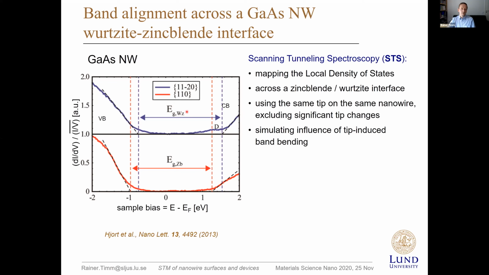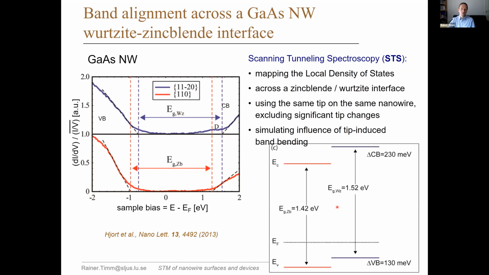So if we then compare these two spectra here, one taken from the wurtzite hexagonal structure, one taken from the zinc blende cubic structure, you see directly by comparing them that there's a shift between the two spectra. So there's a band alignment between the two structures. And if we analyze that properly, we see here that there is a conduction band offset between the two. It's the same material, only different crystal structure, only different stacking of the atoms.